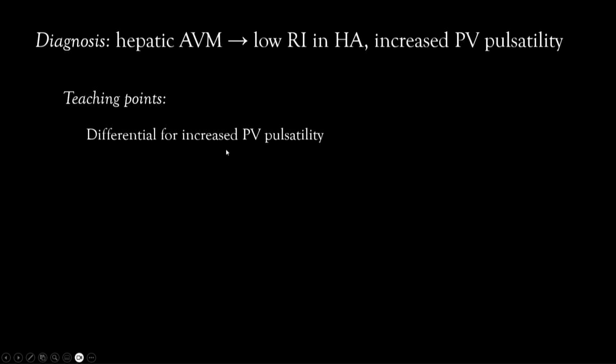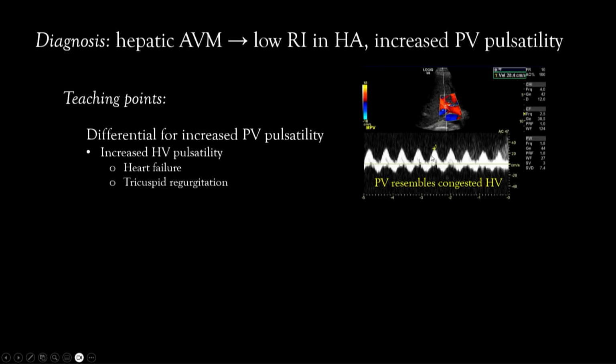So let's talk about the differential for when you see increased portal vein pulsatility. We saw some cases at the beginning, right? And there was increased pulsatility in the hepatic veins. That's probably the most common reason you'll see increased portal vein pulsatility. That can be due to heart failure, tricuspid regurgitation. In that case, the portal vein will resemble that congested hepatic vein with that to and fro flow like this. And usually you'll have 2 peaks above and 2 peaks below for a given cardiac cycle. So you can imagine, here to here, that amounts to a heart rate of about 60 beats per minute, because this is 1 second.